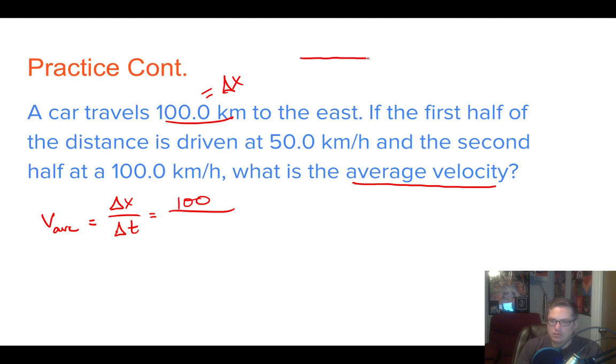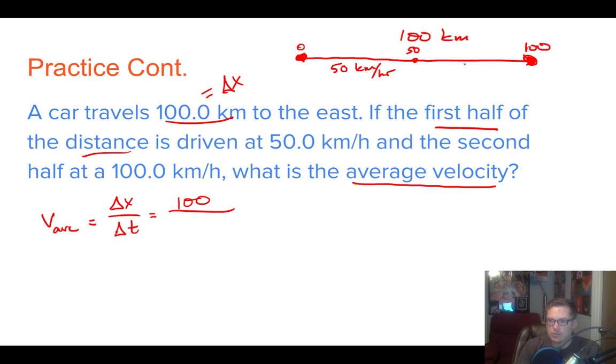Let's sketch it out real quick. We traveled 100 kilometers in total. We went from here to here, and it was 100 kilometers. It says the first half of the distance, going from 0 to 50, we went 50 kilometers per hour. And from 50 to 100, we went 100 kilometers per hour. We need to know how long it took. If we take 50 kilometers and divide it by our velocity, 50 kilometers per hour, we'll get the amount of time. So 50 divided by 50 gives us 1 hour. It took us 1 hour to go the first half.